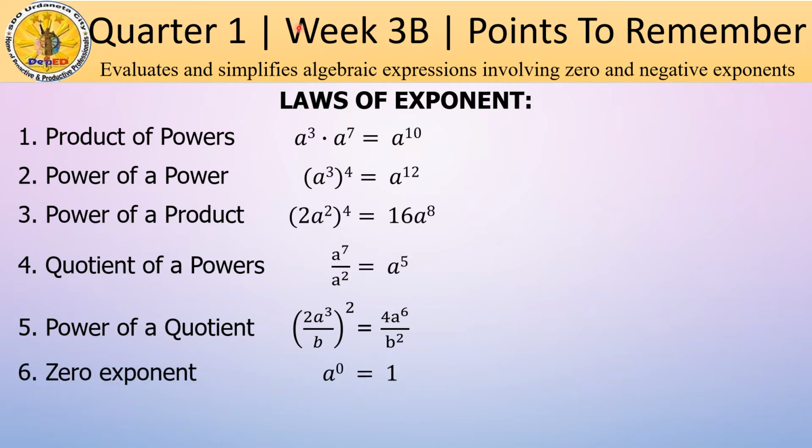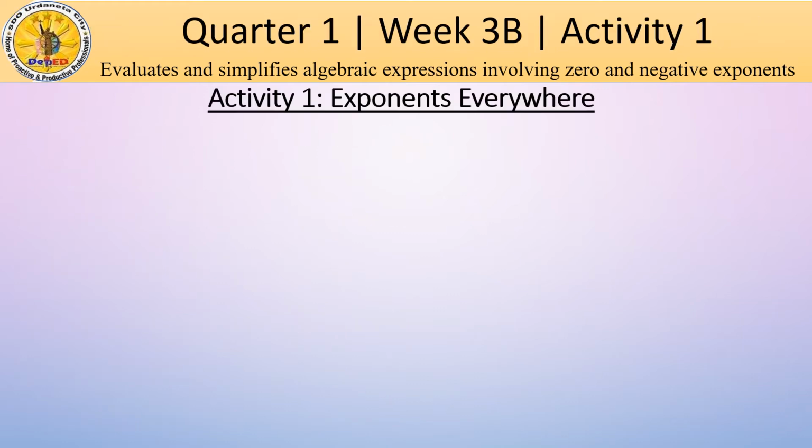Another one, we have zero exponent. In here, if you have a zero exponent, automatically your answer is 1. The last one, we have negative exponent. If we have a negative exponent, class, you are going to put the negative exponent in the denominator to make it positive. So you have 1 over a raised to the second power.